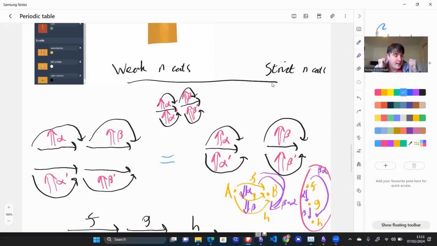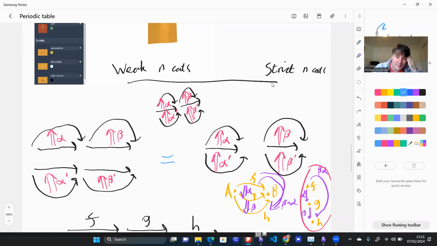We start by enriching in sets to get ordinary categories. Then we get cat, the category of categories. Then we enrich in cat. Then we get 2 cats. Then we get 2 cat. Then we enrich in 2 cat. We get 3 categories, and so on and so on.